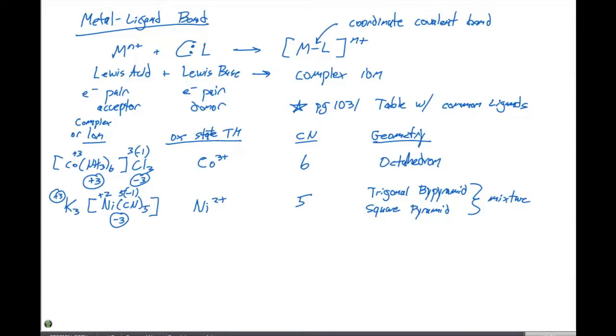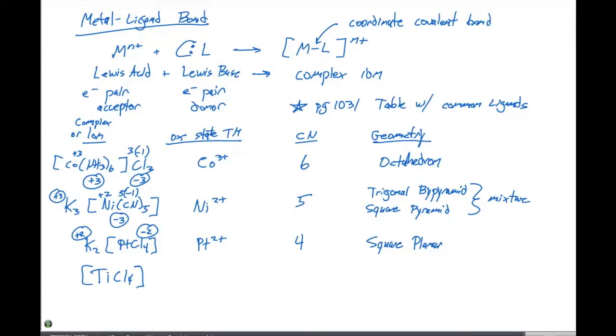If I look, though, at something like K2 PtCl4, in this particular case, our potassium has a +2 charge, so that means the complex ion has to have a -2 charge. If there's 4 chlorides with a -1 charge, that means platinum has to be 2+. The coordination number here is 4. If we have a coordination number of 4, typically what we observe for these complexes is either a tetrahedral geometry or a square planar geometry. This particular case is square planar. If, on the other hand, I look at TiCl4, in this particular case, our titanium is 4+, the coordination number is 4, and the geometry this takes is a tetrahedron.